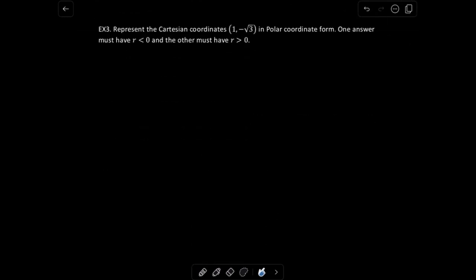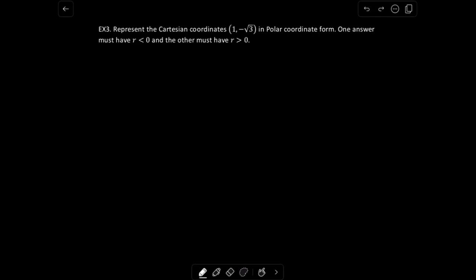All right, exercise 3. I want you to represent the Cartesian coordinates 1 and negative root 3 in polar coordinate form. And I want you to get two answers for this. One answer must have r less than 0, so it must have a negative length or negative radius, and the other must have a positive radius where r is greater than 0.